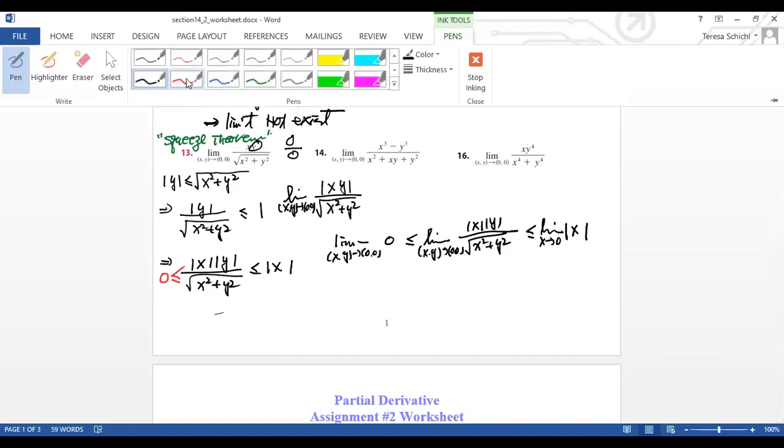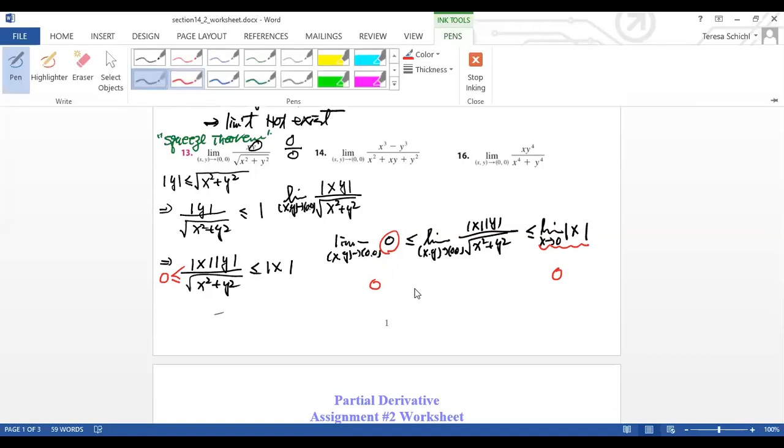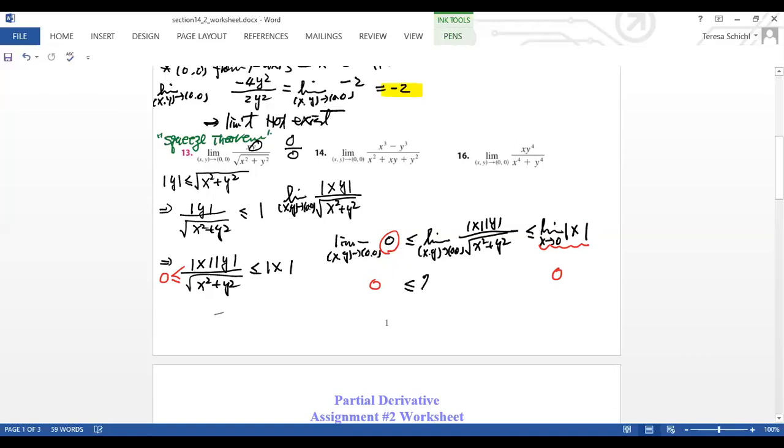So in here, this is a constant, right? So this side is 0. And this one is the limit as x approaches 0 of the absolute value of x, which is 0, right? So I know this function here is the limit as (x, y) approaches (0, 0) of this function. So they kind of squeeze it from both ends. Both ends will approach 0. So I know this function is going to approach 0.